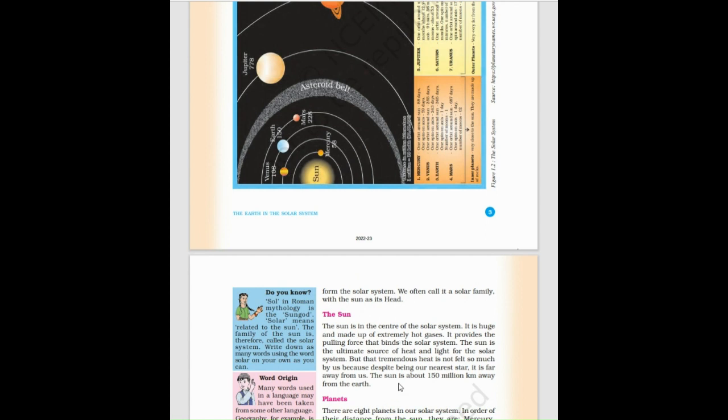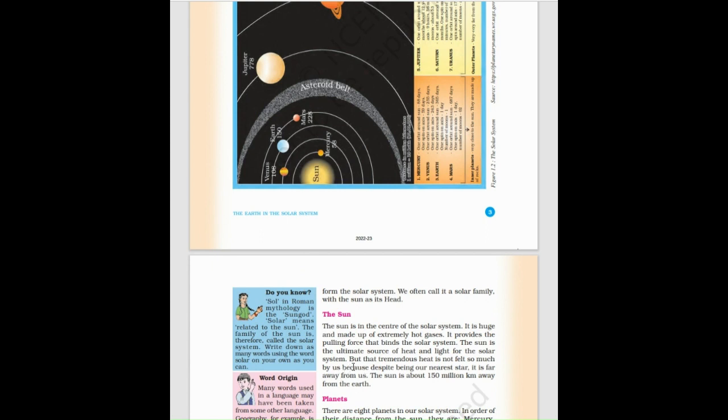Now come on to the Sun. So what is the Sun? As I told you earlier, the Sun is a big star. The Sun is also at the center of our solar system. It's huge, very big, and made up of two different gases which provide the immense heat. The first is hydrogen and the second is helium. Because of these two gases, the Sun is the ultimate source of heat and light which it provides to the planets of our solar system.